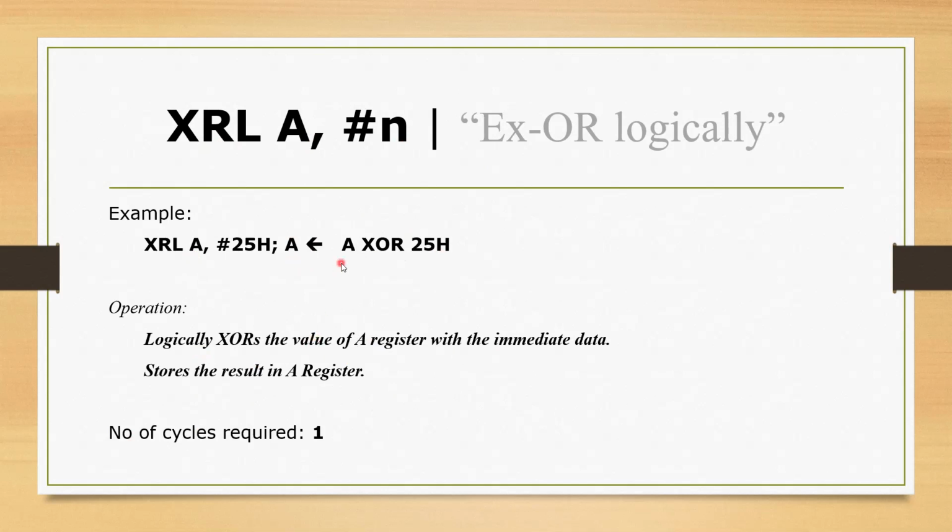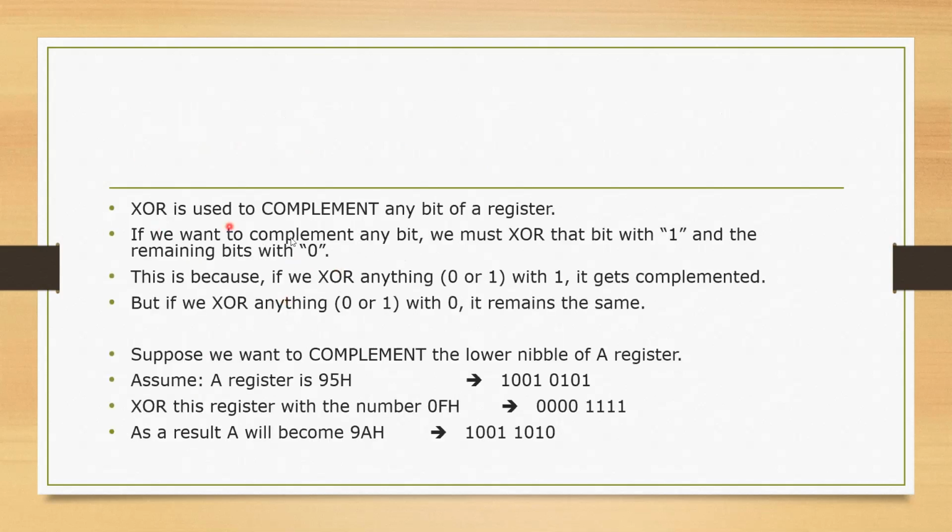The XOR operation also has an alternate function. XOR is used to complement any bit of a register. So we have a complement instruction, but without using the complement instruction, if we need to complement, we can do it with the XOR operation. If you want to complement any bit, we must XOR that bit with 1 and the remaining bits with 0. This is because if you XOR any bit, 0 or 1, with 1, it gets complemented. But if we XOR any bit, 0 or 1, with 0, it remains the same.